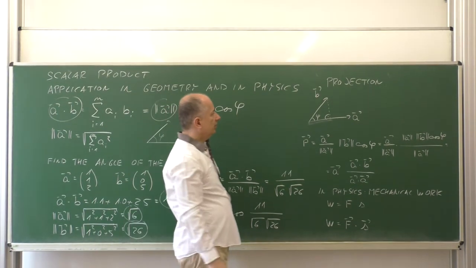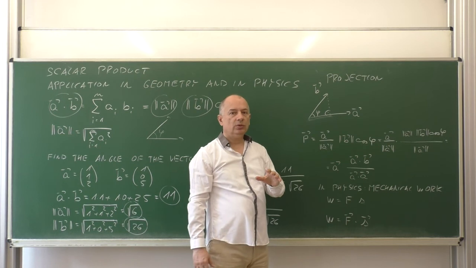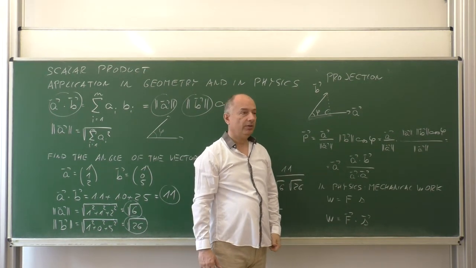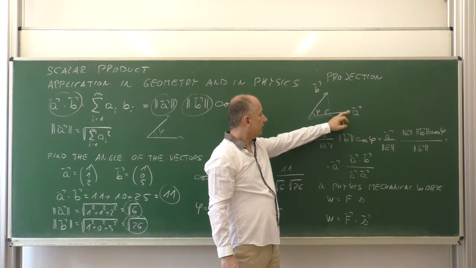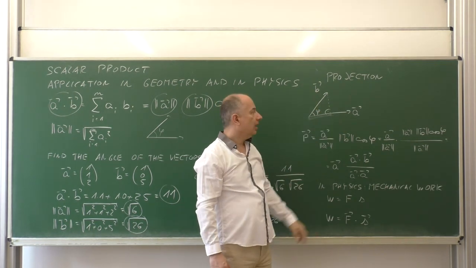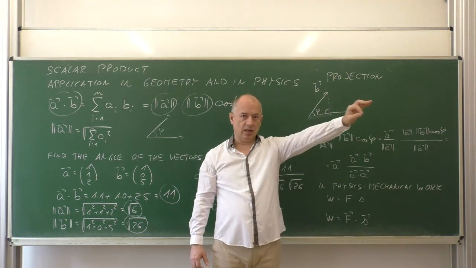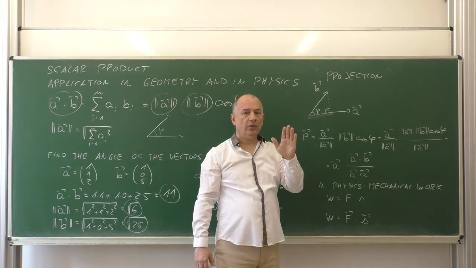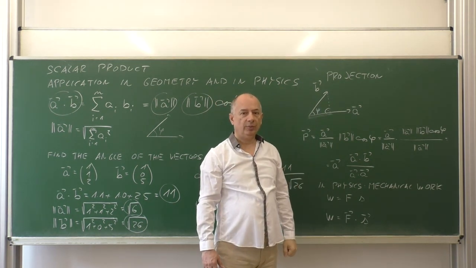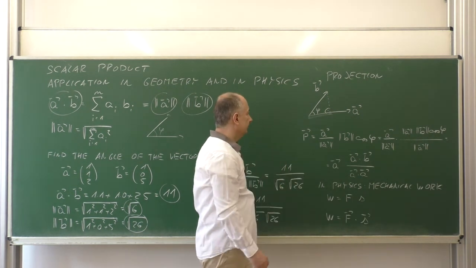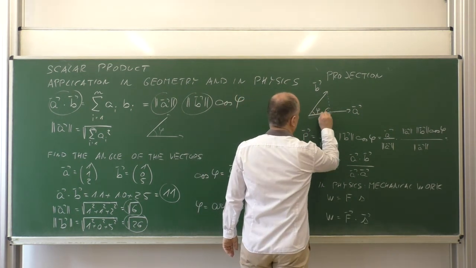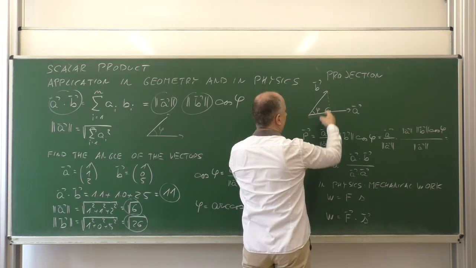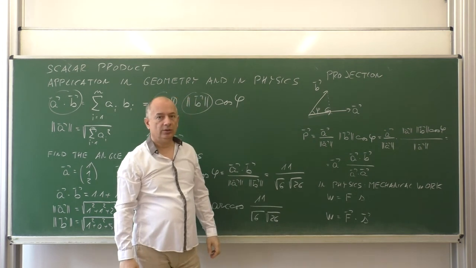Another application of the scalar product is when we want to project a vector onto a given line, in a given direction. Consider the two vectors, vector A and vector B. Vector A defines a line, if it is non-zero, and we want to consider the orthogonal projection of the vector B to this line, to this direction. So it will be a vector going in the same direction as the vector A, and its length will be this side of this right triangle.